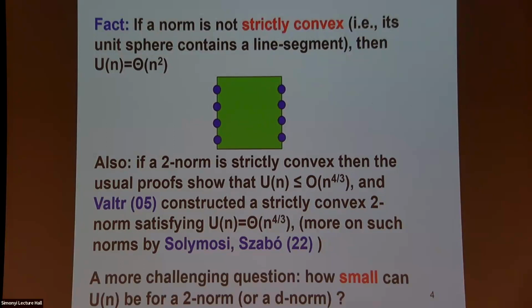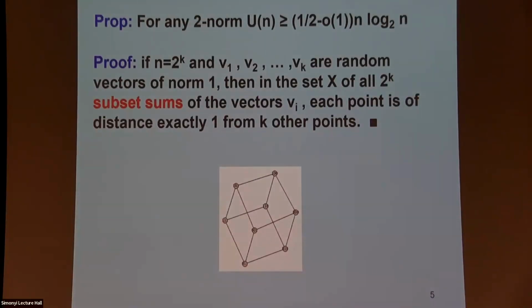And the more challenging one is the following. How small can this u of n be? Is there any two norm, or maybe more generally d norm, for which, whenever you put n points, the number of unit distances is very small? Well, it cannot be completely linear. This is because there is a very simple argument showing that for any two norm, it is at least something like half n log n. You can always put n points and get about half n log n unit distances.